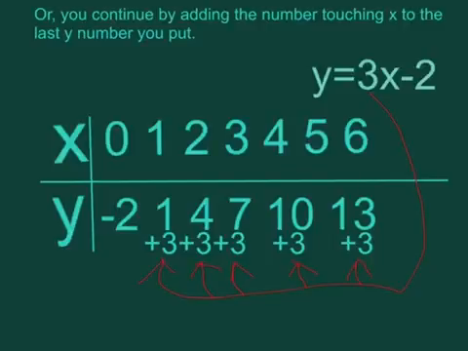You can also continue by adding the number that is touching x, in this case 3, to the last y variable you had put, in this case 2, until you are satisfied. I usually do about 5 or 6 numbers in each row. So, it goes -2 to 1 plus 3, 1 plus 3 equals 4, 4 plus 3 equals 7, 7 plus 3 equals 10, 10 plus 3 equals 13, and so on and so on.